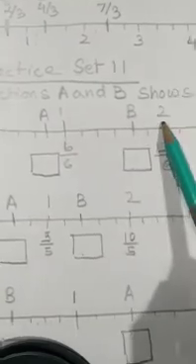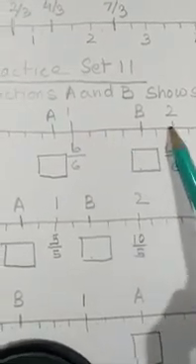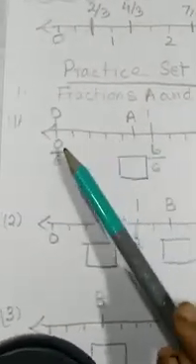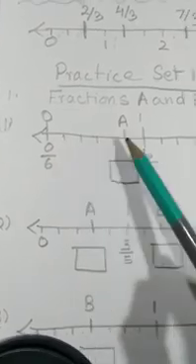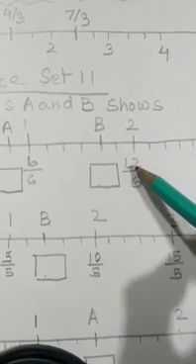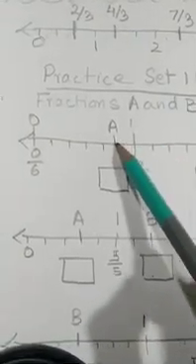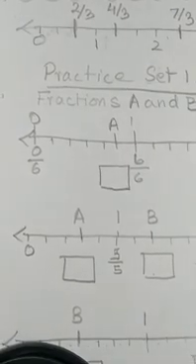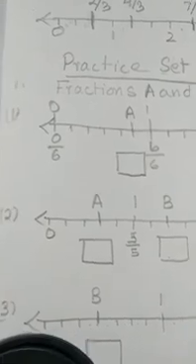Same way, from 1 to 2 will also be divided into 6 parts. So this is written as 0 by 6 and 1 is written as 6 by 6 and 2 is written as 12 by 6. Now they have given 2 points here, A and B. So we have to find out which fraction A and B represent.